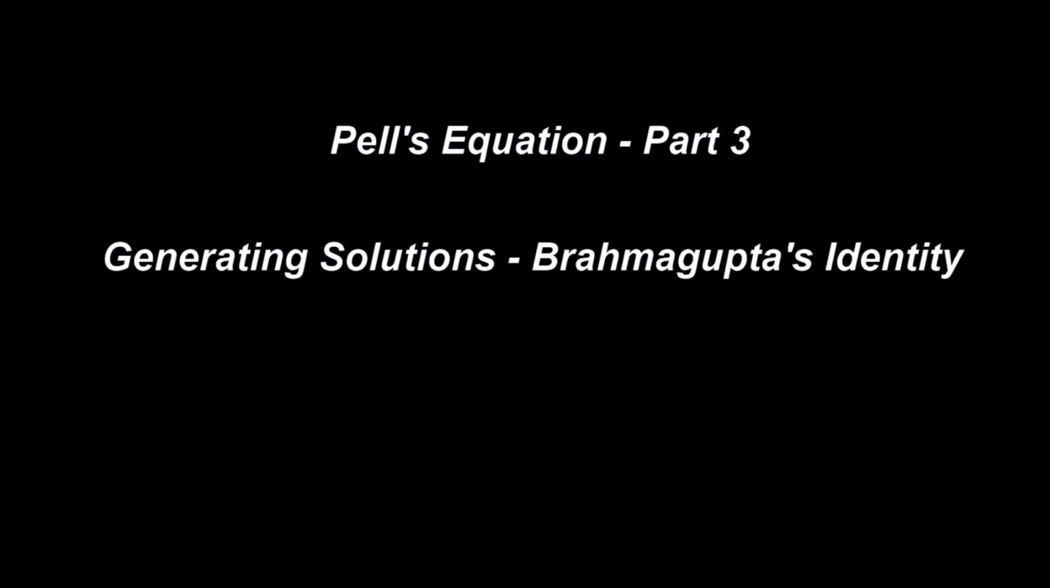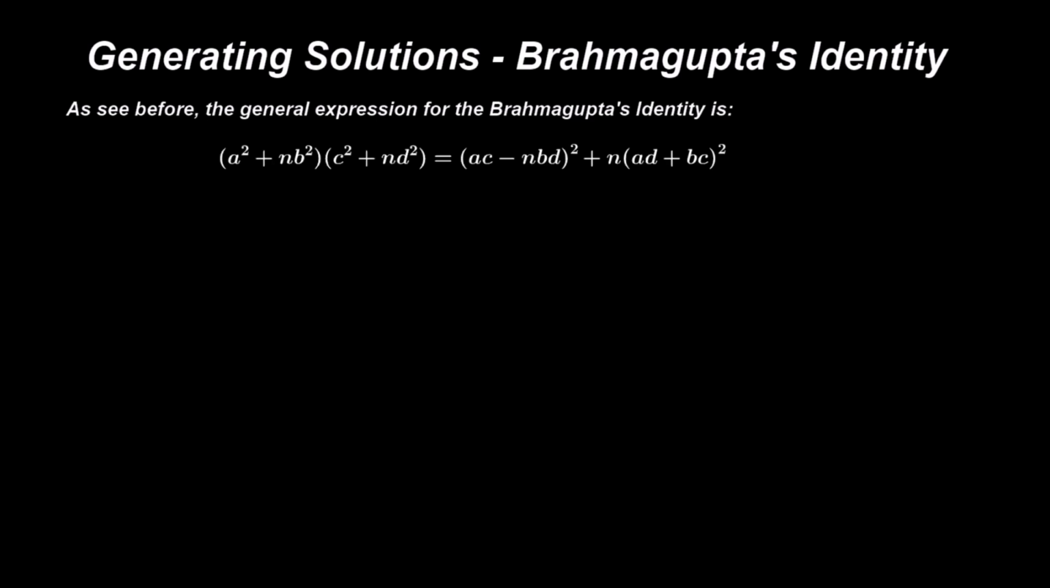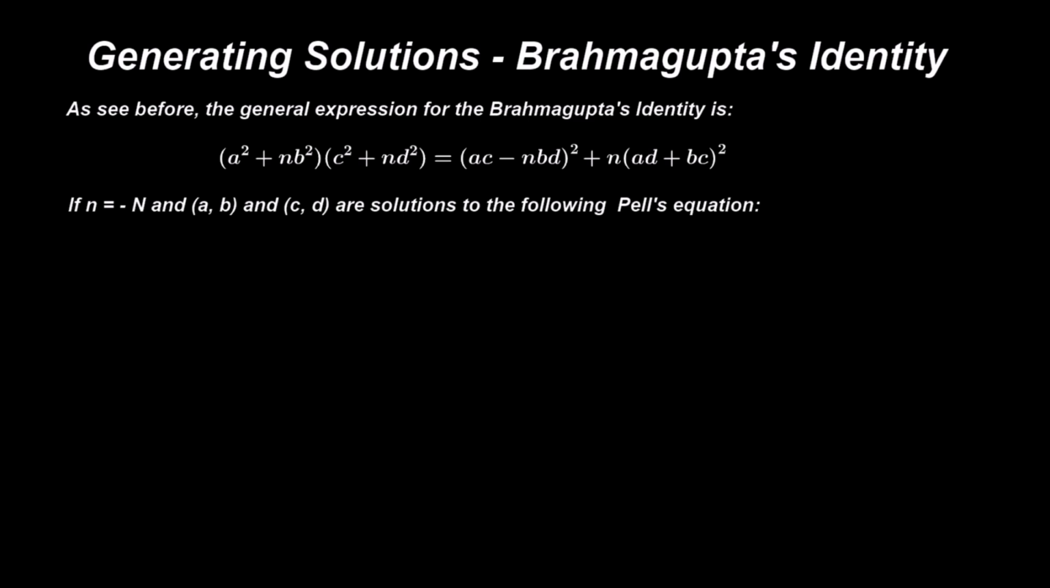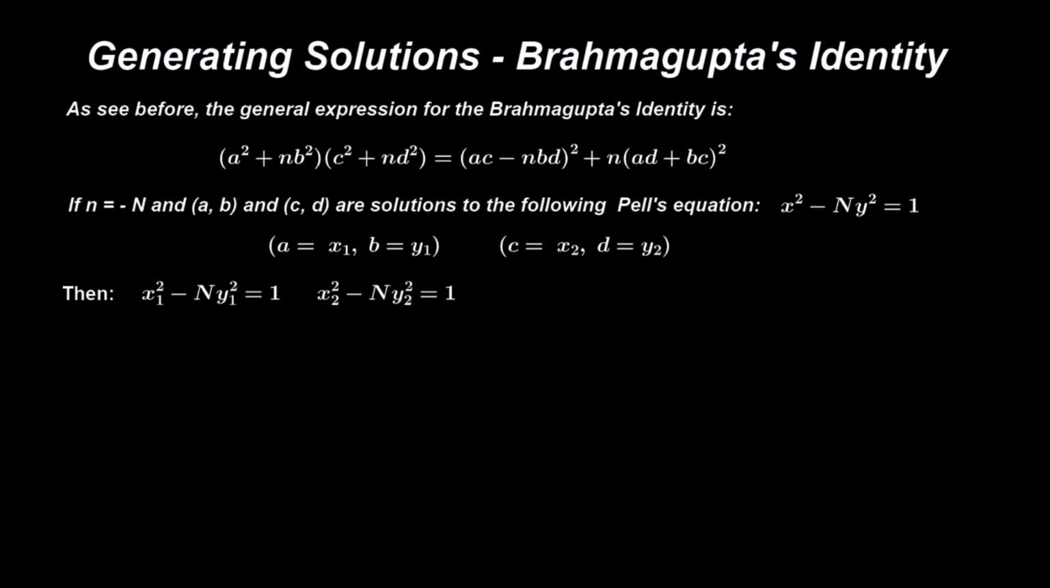Part 3. Generating solutions, Brahmagupta's identity. There are two apparently distinct, but in fact closely related problems that have to be understood for solving Pell's equation. The first problem is finding an infinite number of solutions, starting from one known solution. The second problem, more difficult to solve, is finding the fundamental solution for any possible Pell's equation.